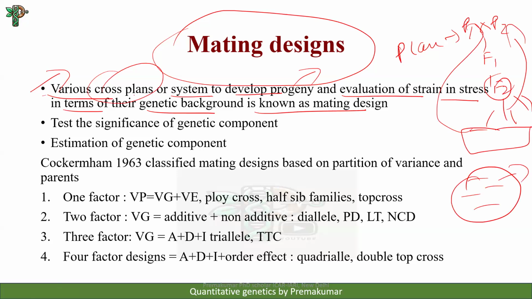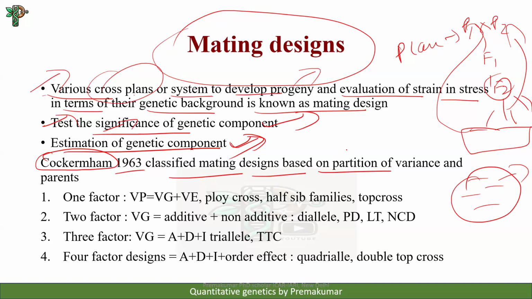We create mating designs to test the significance of genetic components and to estimate them. First we estimate, and then we test for significance. Then Comstock and Robinson in 1963 classified the mating designs based on the partition of the variance and the parents. The classification is: one factor designs, two factor designs, three factor designs, and four factor designs.